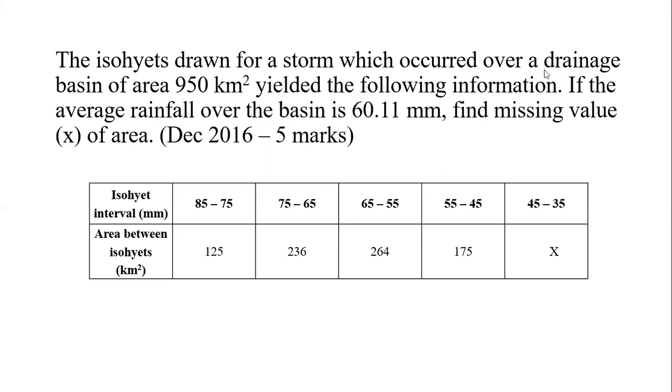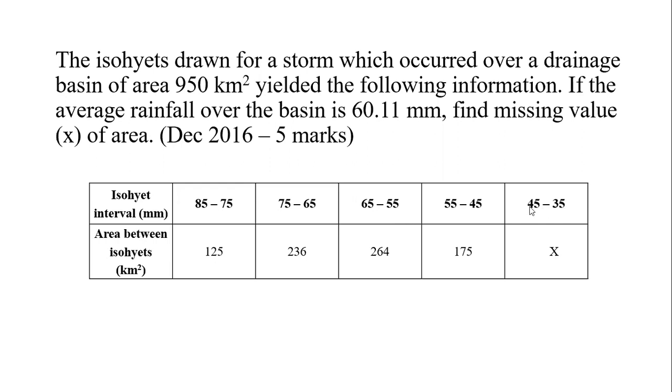So note down the example first. It is about isohyets drawn for a storm which occurred over a drainage basin of an area 950 square kilometer, yielding the following information, and the average rainfall over the basin is 60.11 millimeter. Find the missing value x of area. The average precipitation over the area has been given, and we are asked to calculate the missing area of the isohyets.